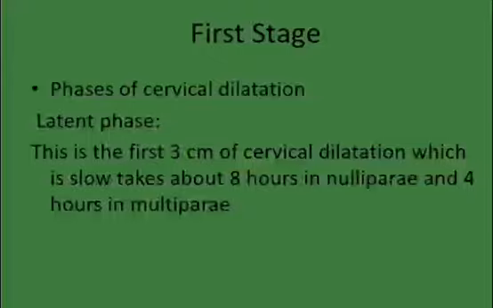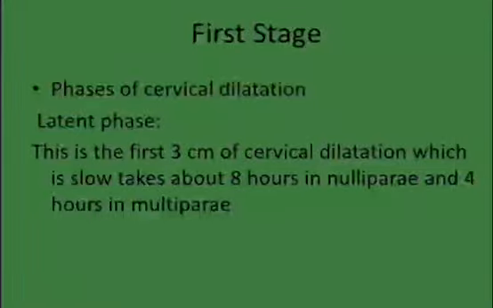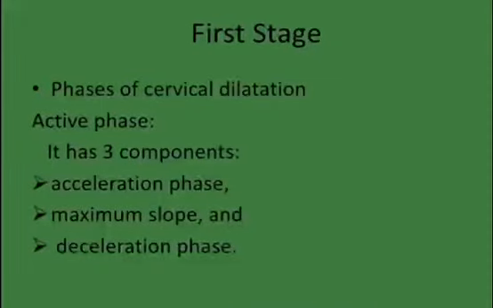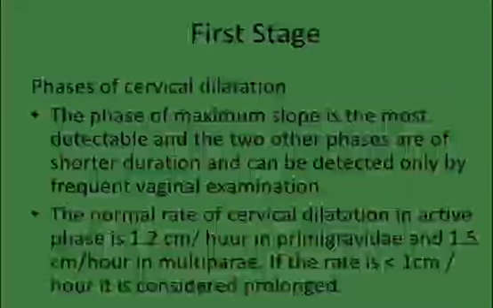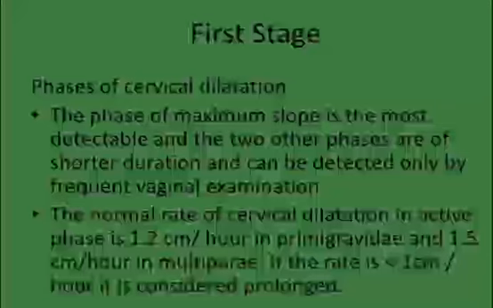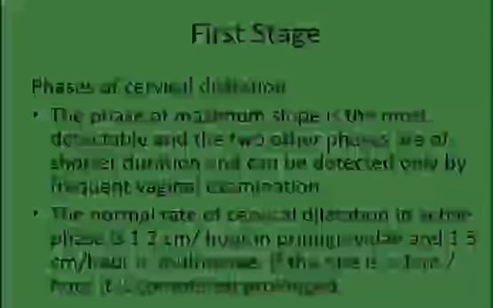While speaking about the phases of cervical dilation, the latent phase is the first 3 cm of the cervical dilation, which is slow and takes about 8 hours in the nullipara and 4 hours in the multipara. And the active phase has 3 components: acceleration phase, maximum slope, and deceleration phase. The phase of maximum slope is the most detectable, and the 2 other phases are of short duration and can be detected only by frequent vaginal examination.